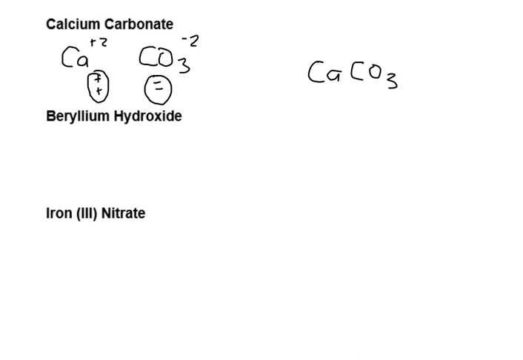This is calcium carbonate. Anybody know what calcium carbonate is used in, out of curiosity? Fair enough. Calcium carbonate is the main ingredient in chalk, like on the chalkboard. Anyways, let's try another one. Beryllium and hydroxide. So it's going to take a second to find some of these. What is beryllium's charge? Beryllium is Be, by the way.